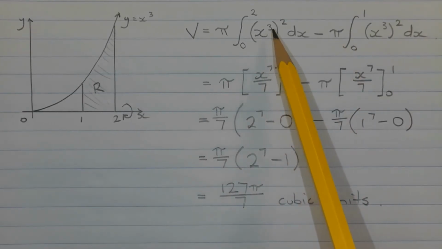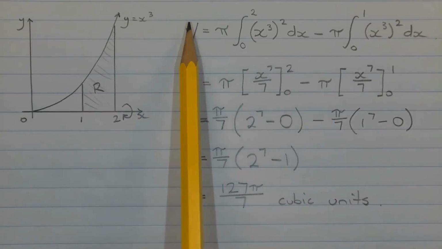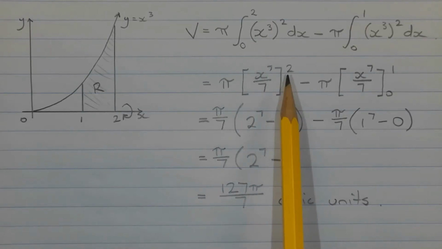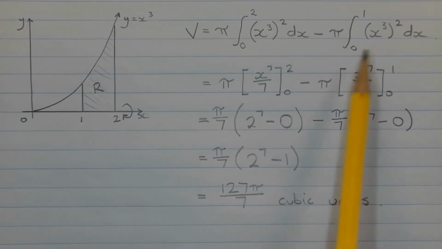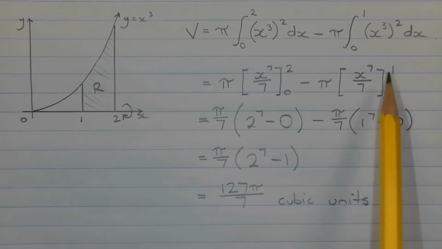Now, x cubed in brackets to the power of 2 is x to the power of 6. So that's the power of a power index law. And it's the same thing here as well. And integrating x to the power of 6, we get x to the power of 7 over 7. So the volume is pi times x to the power of 7 over 7 from x equals 0 to x equals 2. So that's the large volume, minus the small volume, pi times x to the power of 7 over 7 from x equals 0 to x equals 1.